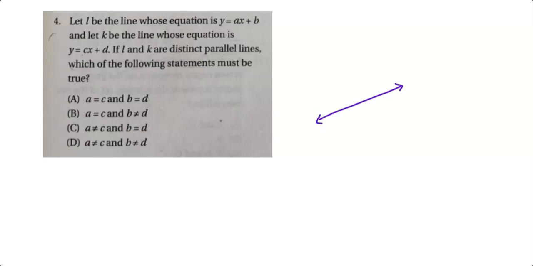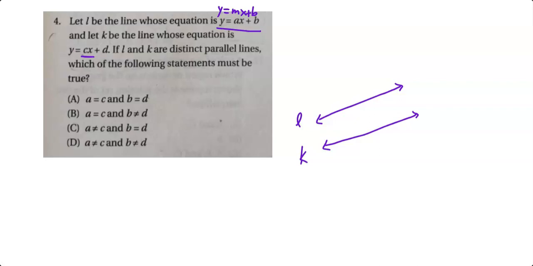If I have a line that's parallel to another line, this would be line L and line K. If these two lines are parallel, that means they have the same slope. And so the slope is going to be whatever number is in front of the x, because this is slope-intercept form, which would be y equals mx plus b. And then same thing for line K. The slope is going to be C.